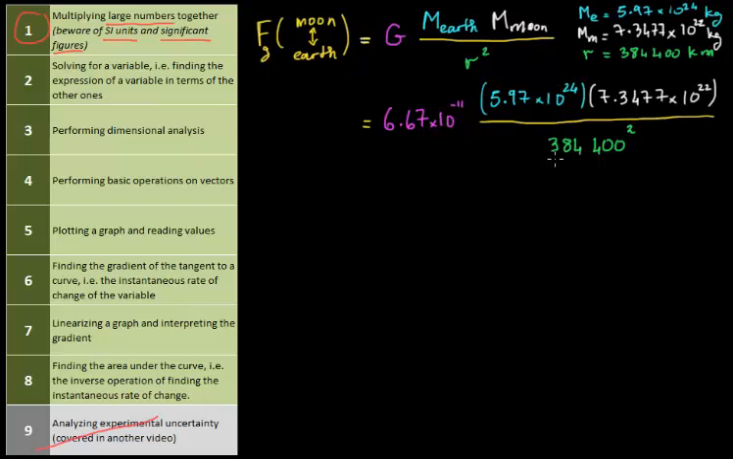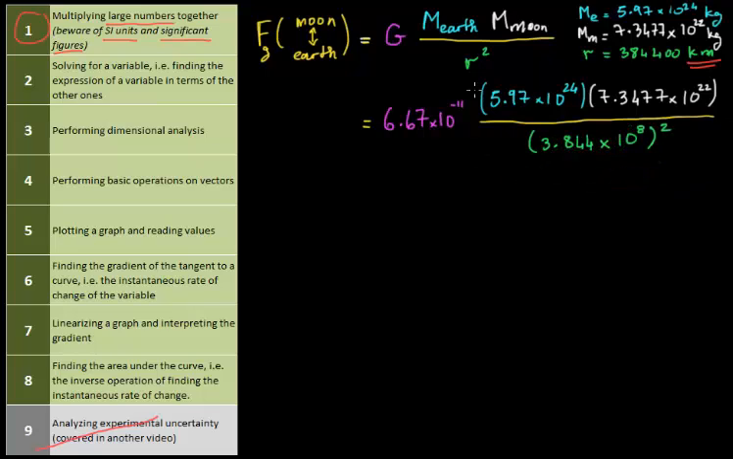The mistake is here. 384,400 should be converted into meters. It's in kilometers here, and we want something in meters so that everything is in SI units, and I'm sure to obtain newtons as units in the end. So here I have to rewrite this as 384,400,000 meters, and this value is squared. So let's make this more neat by writing everything in scientific notation.